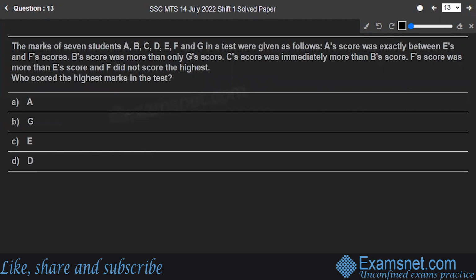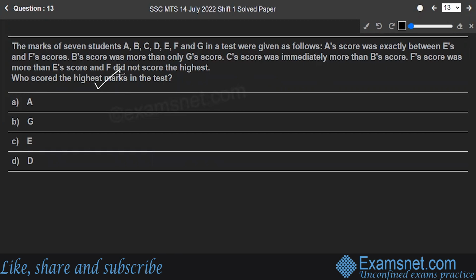The marks of 7 friends A, B, C, D, E, F, G in a test were given as follows. A's score was exactly between E and F's scores. B's score was more than only G's score. C's score was immediately more than B's score, and F's score was more than E's score, and F did not score the highest. Now the question is, who scored the highest marks in the test?